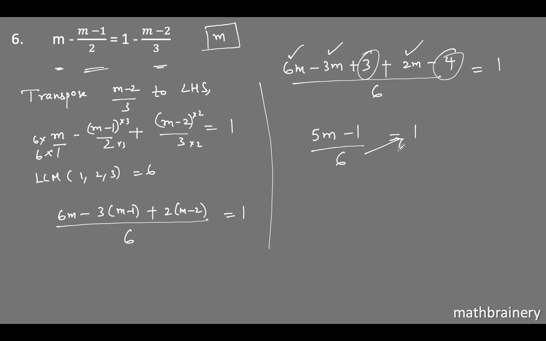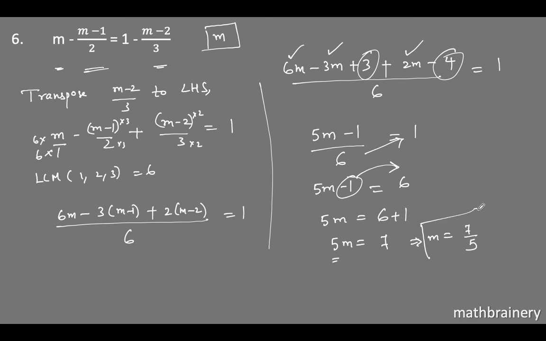Let's cross multiply, or bring this denominator on the LHS to the RHS, that is you get 5m minus 1 is equal to 1 into 6, which is 6. So 5m is equal to, now bring this negative 1 towards the right hand side, and when you transpose this one it will become plus 1. So it will be 6 plus 1. So now what should be 5m? 5m is equal to 7. So what is m? m must be 7 by 5. When you transpose 5 to the RHS it will be 7 by 5. So that means m is equal to 7 by 5 is the solution to this given linear equation.